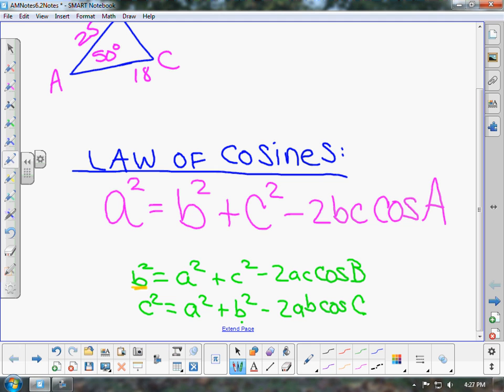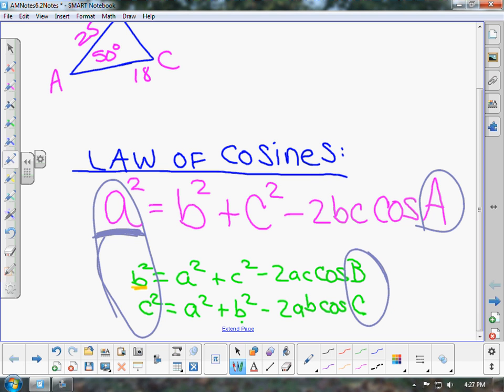Just know that this value squared, whatever variable it is, then that is what you put with the cosine of the angle. So if you have a here, then it's a there. If you have b here, then it's b there, and if you have c, then it's c. And then these two, the B's and the C's, are the other two sides of your triangle that you didn't use over on this side.